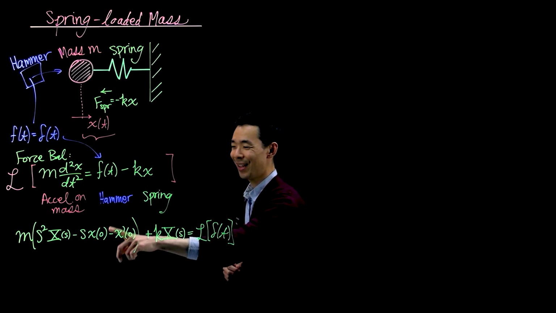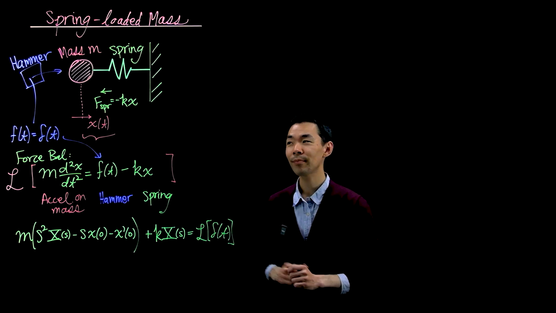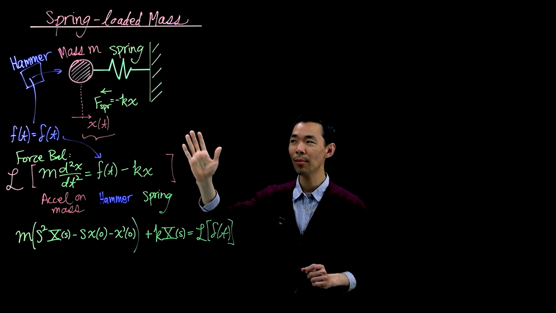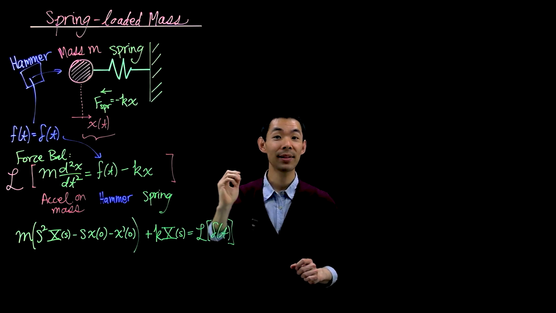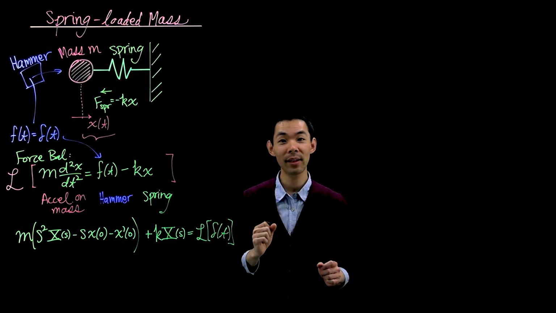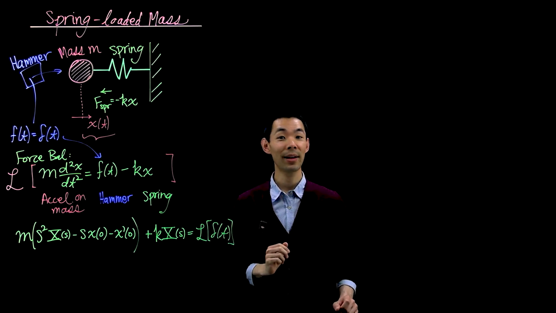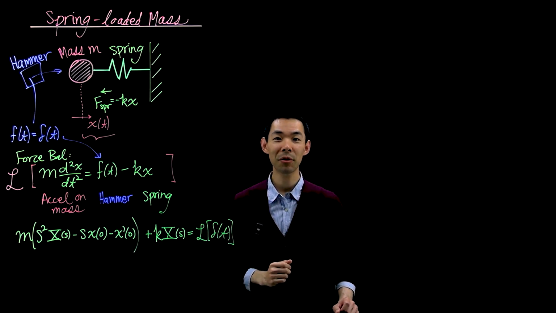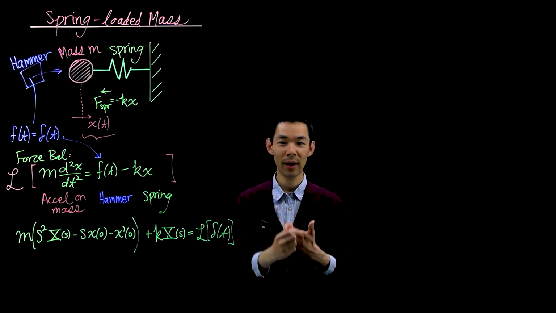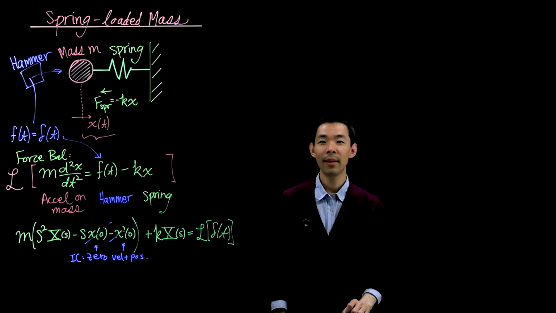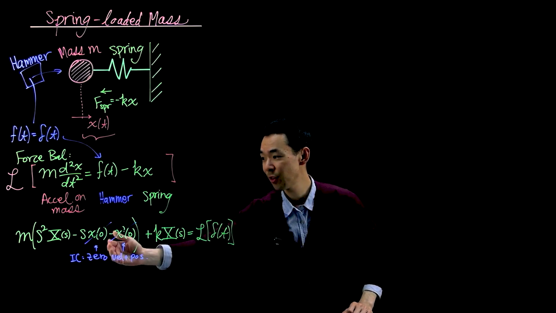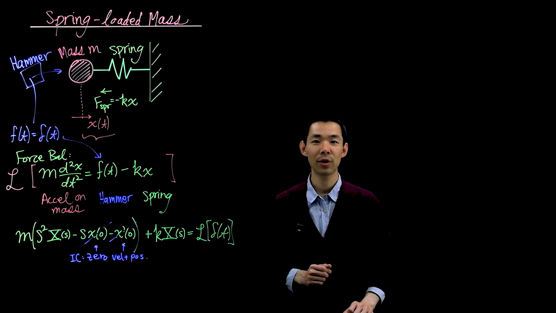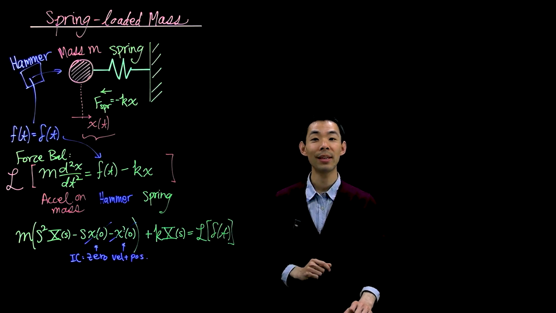First, we could use the initial condition. In this problem, initially, the mass is stationary. It's got zero velocity, and it's at the resting position, x equal to 0. Therefore, both of these terms go away because the initial condition is position 0, velocity 0. So I just use the initial condition, 0 velocity, 0 position of the mass at time t equals 0.